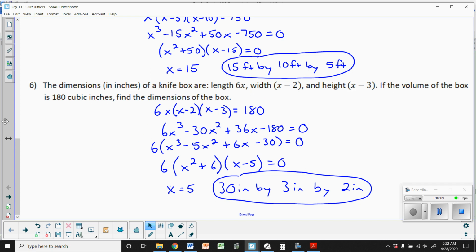And number 6, same idea, just a different problem. So you can see the process for that one. Again, these unreal, non-real solutions, we disregard those and we just solve for the real numbers, which is x minus 5 equals 0, which gives us positive 5. So 30 inches by 3 inches by 2 inches.